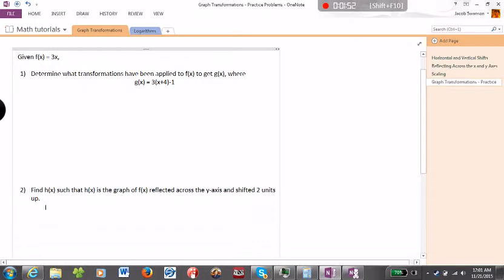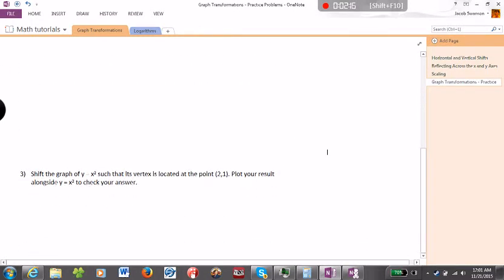Part 2, we're going to find a function all on our own, a function h of x, such that h of x is the graph of f of x, reflected across the y-axis and shifted 2 units up. So we're going to apply what we know about transformations to come up with a new function h of x that satisfies these conditions. And then at question 3 down here, I ask you to shift the graph y equals x squared such that its vertex is located at the point 2, 1. Plot your result alongside y equals x squared to check your answer.